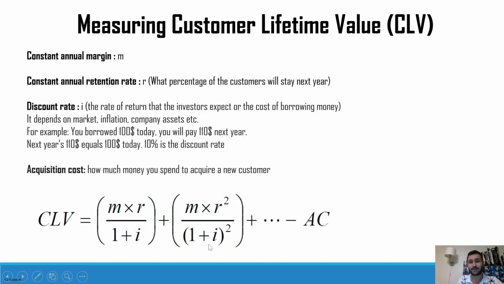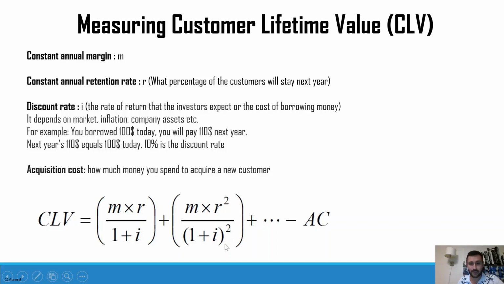For the second year, if your lifetime is 2 years, you need to multiply the margin by the retention rate twice, because this retention rate is yearly. You had 100 customers this year, 90% retained. In the second year you had 90. Then you need to apply 90% again to see how many customers will be there in the third year, which is 81, etc. It will continue in that way. So you multiply with power 2.